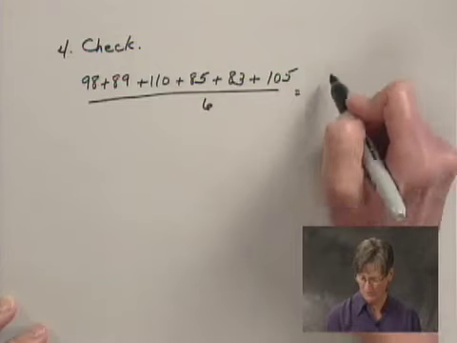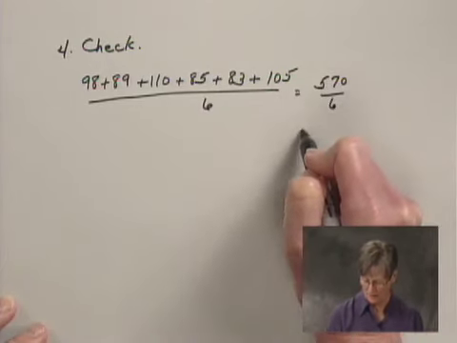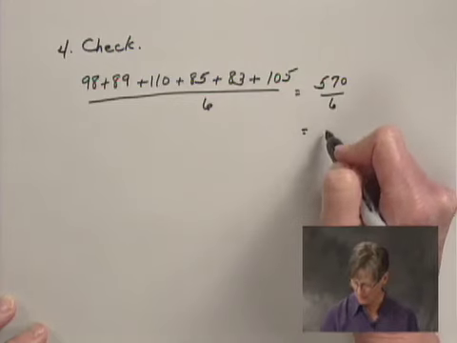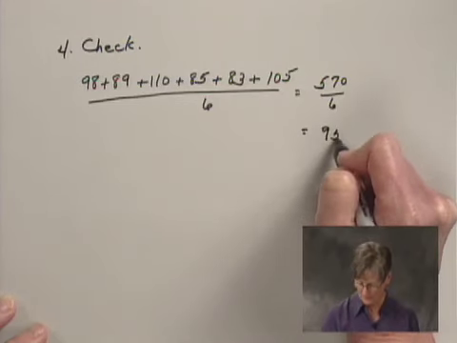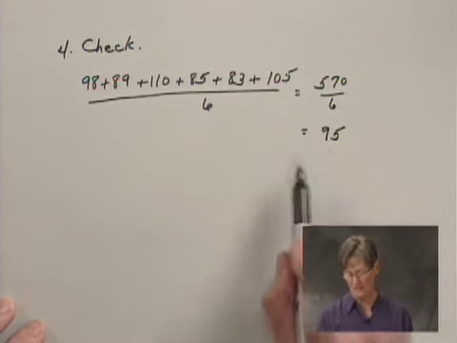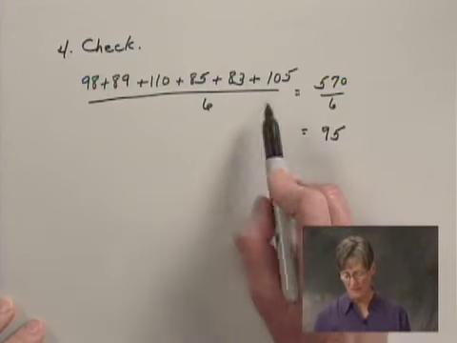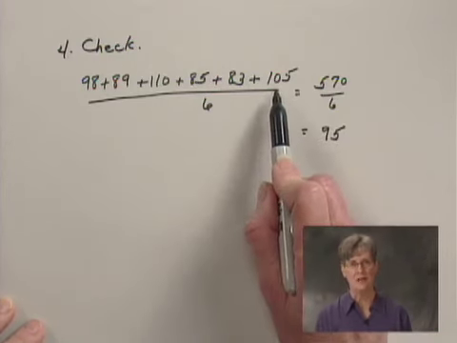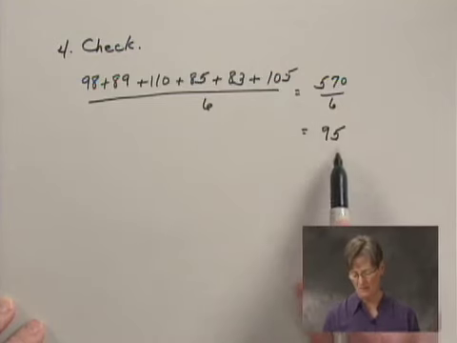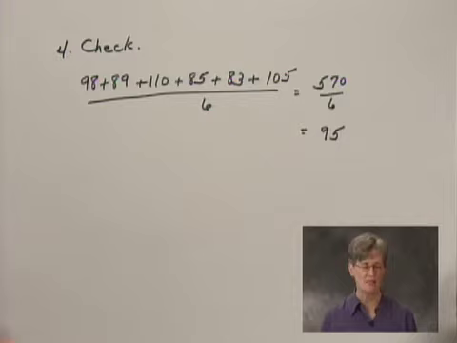When I add in the numerator here, I get 570, so I have 570 over 6, and that is equal to 95. So I see that if he would spend $105 in the 6th month, his spending for the 6-month period would average $95, and it seems reasonable that if he spends less than $105 in the 6th month, his average spending will be less than 95. So the answer that we have found does seem reasonable.